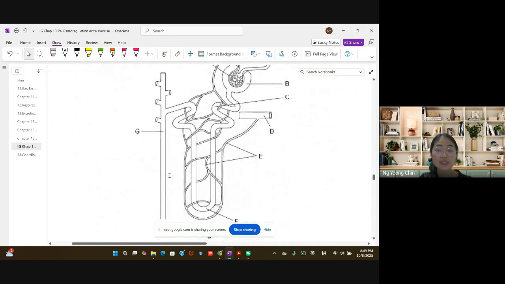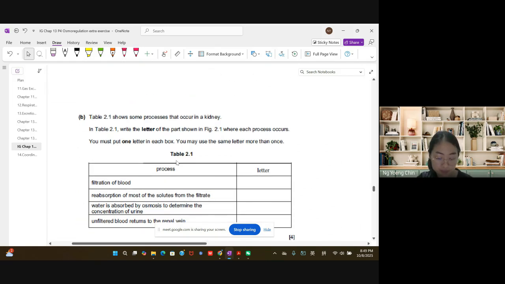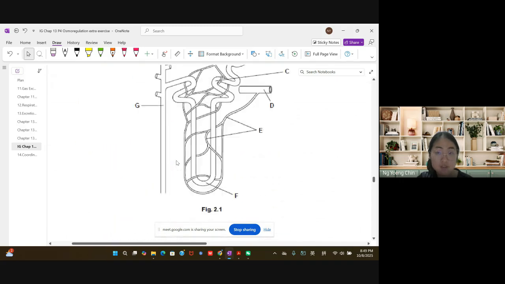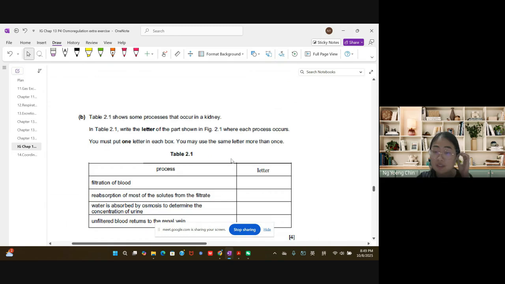And then for this one, filtration of blood again. So I hope you already know that filtration of blood is referred to which one? It's referred to H. Okay, H, which is nearby the cortex, okay? Because filtration of blood, right, is the glomerulus. Glomerulus, actually, their location, they are located at the cortex regions.